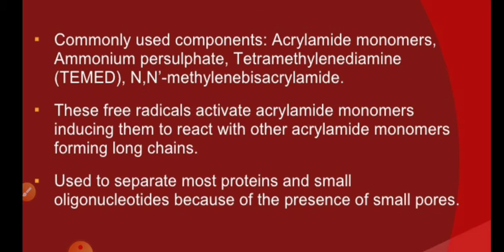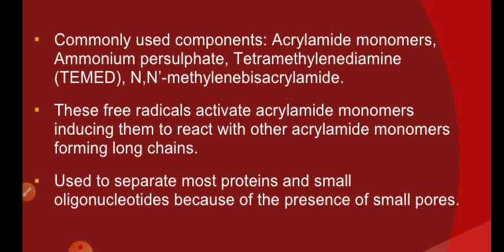The components of polyacrylamide gel are acrylamide monomers, bisacrylamide, that is N,N-methylene bisacrylamide, then ammonium persulfate, and TEMED, that is tetramethylethylenediamine. These are the components utilized for making a polyacrylamide gel. Number 1, acrylamide. Number 2, bisacrylamide, also called N,N-methylene bisacrylamide. Number 3, ammonium persulfate. It should be highly pure, otherwise gelling will not take place. And the next ingredient is TEMED.